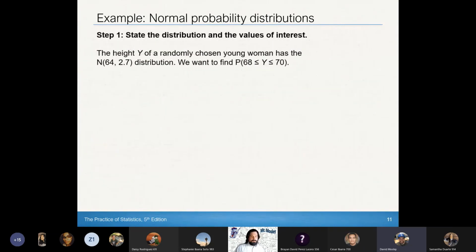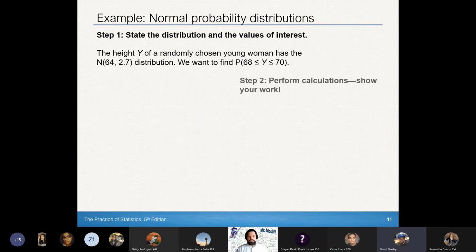Right, so step one, we're going to state the distribution and the values of interest. The height y of a randomly chosen young woman has the distribution normal with a mean 64, standard deviation 2.7. We want to find the probability that y is greater than or equal to 68 and less than or equal to 70. And this just throws us right back into what we did with normal distributions previously. We're going to need to find the z-score of 68 and 70 based on the normal distribution.